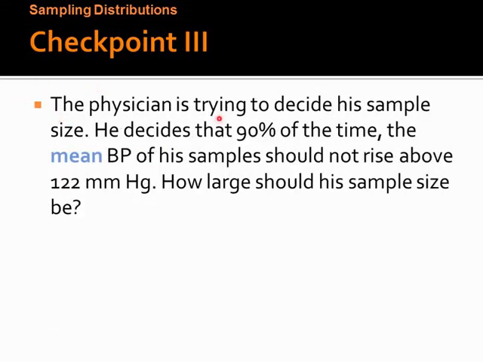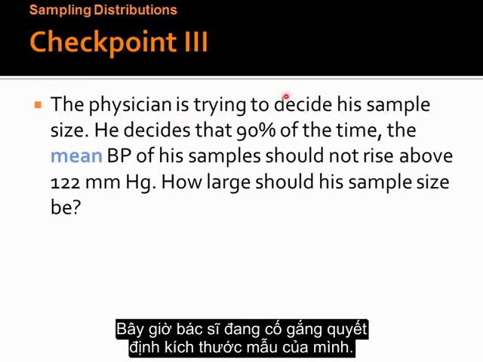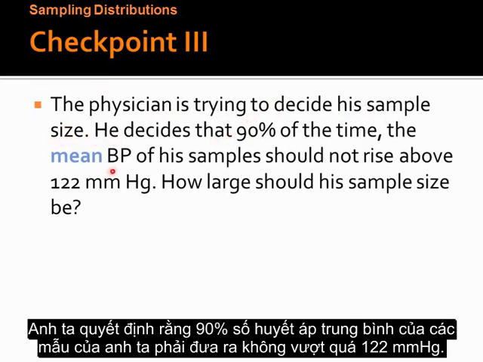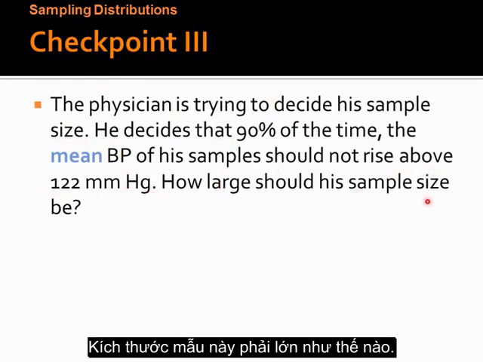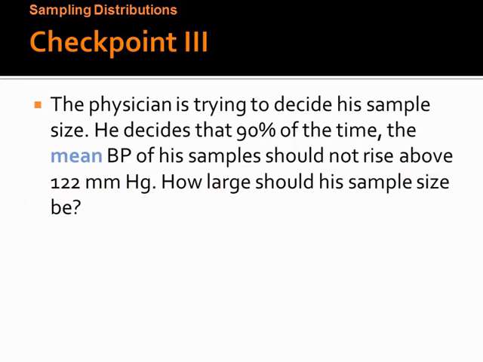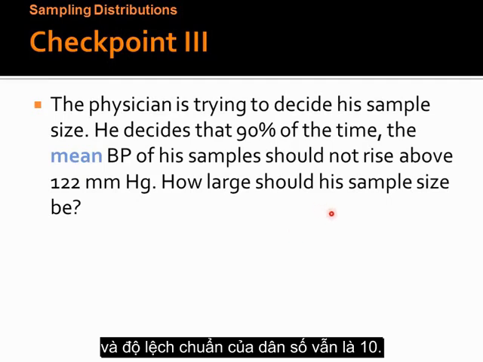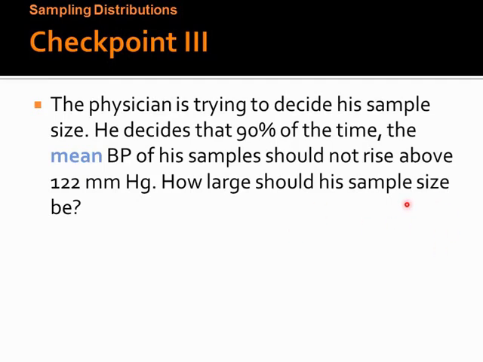Third question. The physician now is trying to decide his sample size. He decides that 90% of the time the mean blood pressure of his samples should not rise above 120 millimeters of mercury. How large should his sample size be? Now once again, the given parameters as of the previous questions don't change. In other words, the population mean is still 120 and the population standard deviation is still 10, right?